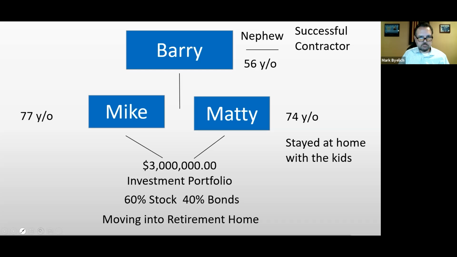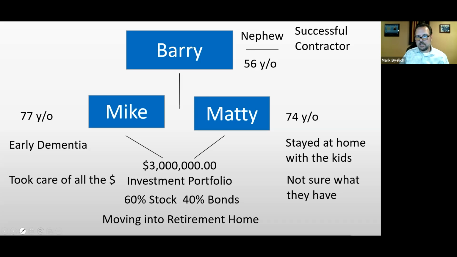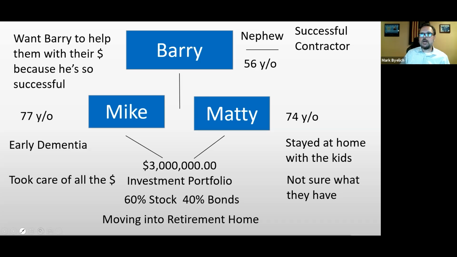Maddie stayed home her entire life with the kids. Mike worked, and Mike took care of all the money. And this is common too. Maddie wasn't sure what they had. She knew that they had some money, but she really wasn't sure what they had. Well, Mike started with early dementia. I'm sorry, I went a little bit ahead there. And they wanted Barry to help them with their money because he's so successful.